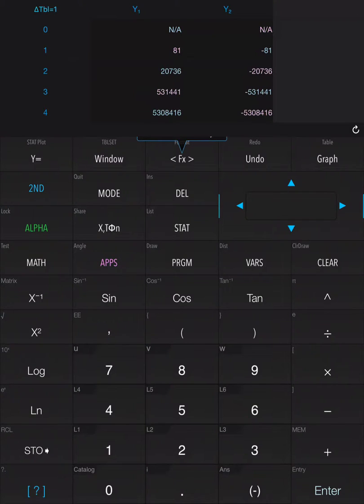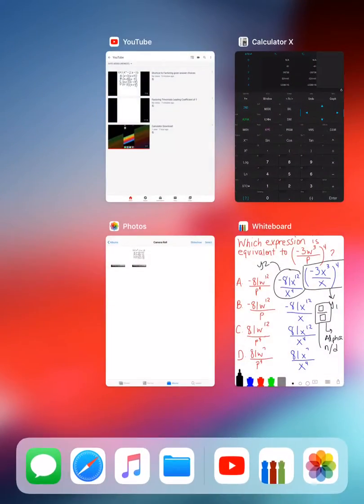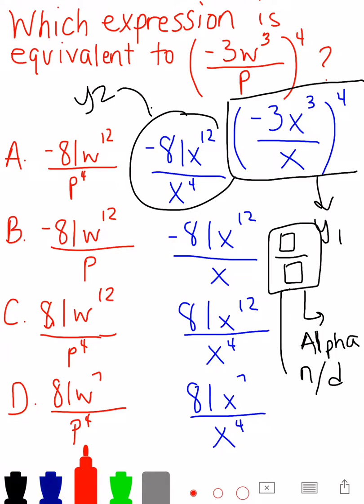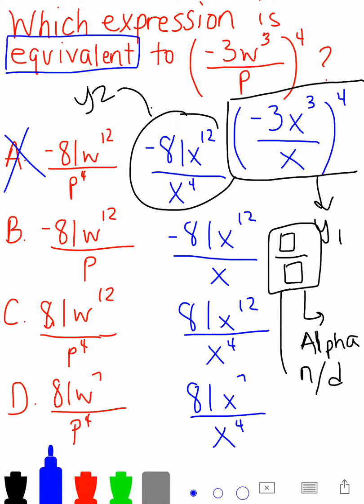We're looking to see if the tables are identical. Remember again, in y1 it says 81, and in y2 it says negative 81. Those are two different numbers. That means that it is not equivalent. Yes, the numbers look exactly the same, but one's positive and one's negative. So in this case, A is not the right answer, because remember, we're looking for an expression that is equivalent. It has to be exactly the same. So A is not the right answer.